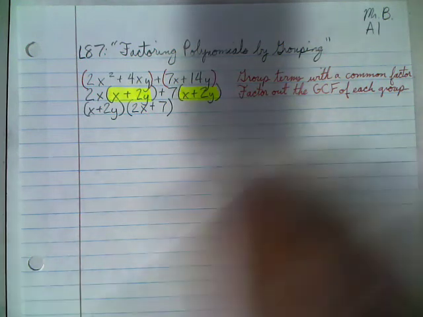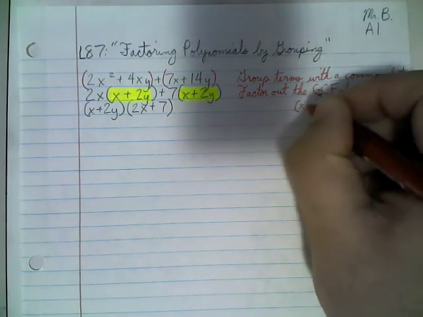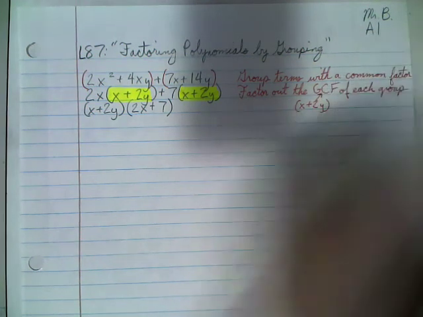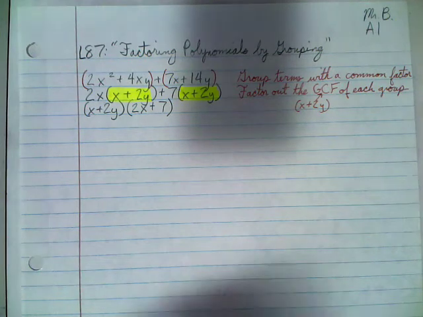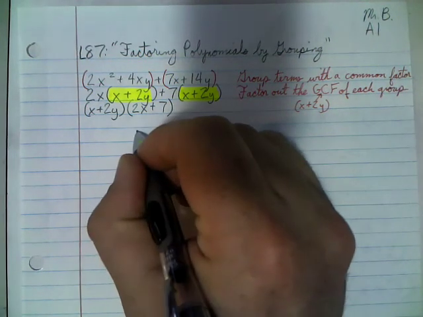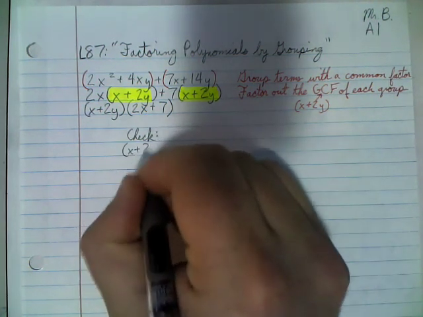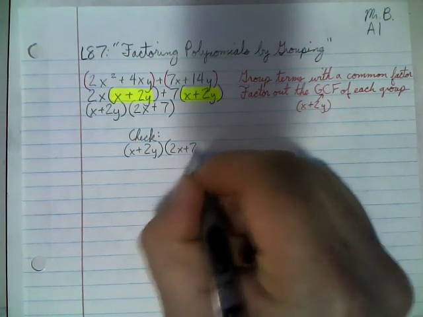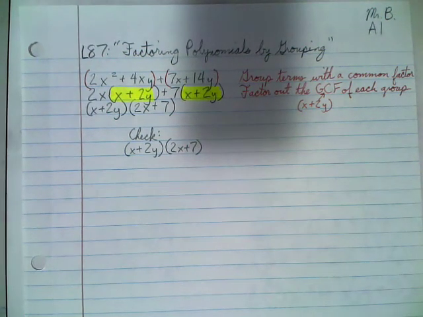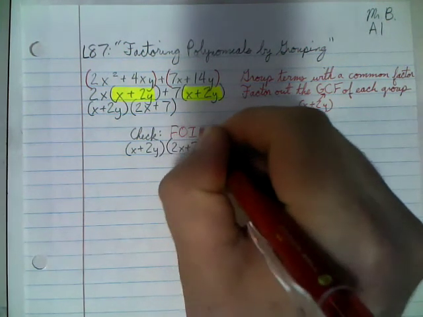So just to put a little note here, the GCF there was the x plus 2y. Now, we should always double check our work, make sure that it works out correctly. So to check our work, we're going to take our factored expression and FOIL it. So to check, FOIL.